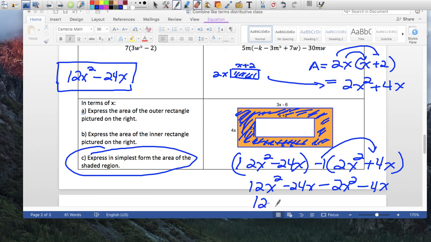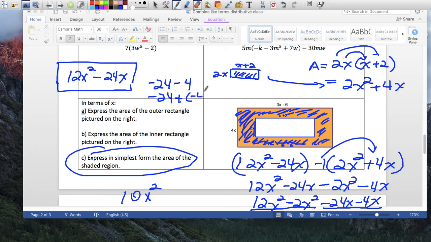I can combine like terms, so I get 12x squared minus 2x squared. Let me move things around. Minus 24x minus 4x. Combine these two. 12 minus 2 is 10x squared. And here, be careful, it's minus 24x minus 4x. So let me write it here. Minus 24. I'm going to remove the variables. Minus 24 minus 4, minus 24 plus negative 4. And those obviously give you negative 28x. And that's the area of the shaded rectangle that's left over after you cut out the rectangle inside.